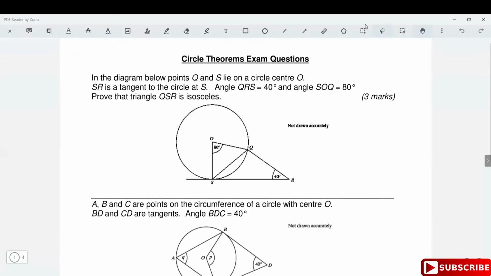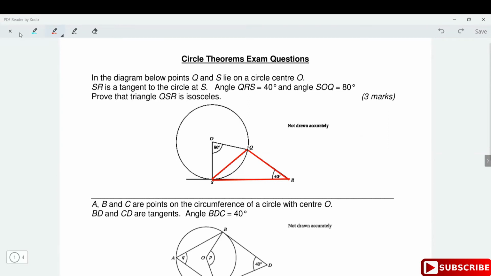Now QSR, I just want to show you what triangle that is. QSR. We need to prove that this triangle is isosceles. This triangle is isosceles if it has two sides being equal in length and therefore two angles being equal. Now, the first thing we know is that OS is a radius and OQ is also a radius.